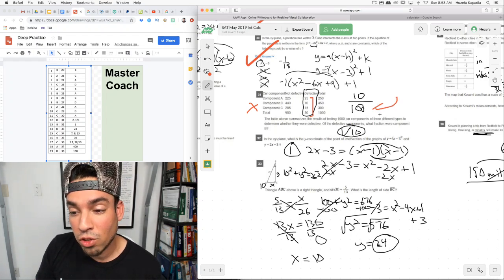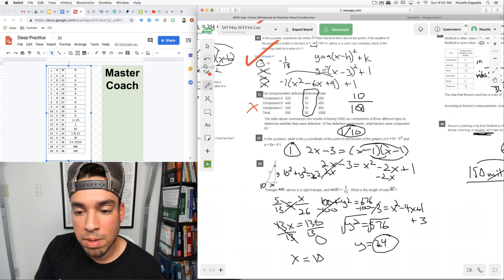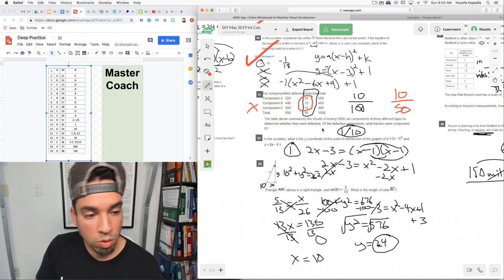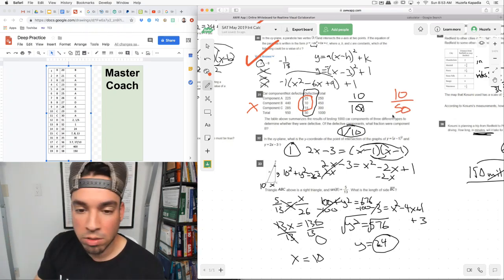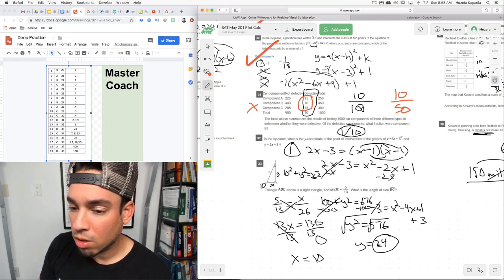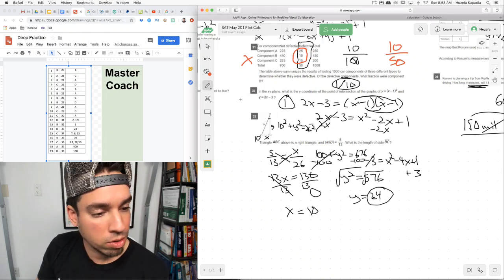So I was like, the total is 100. This is the total value. I missed that. I should have just circled these guys. This gave me the total. So it was just 10 over 50, which is 0.2 or 1/5. So there you go. Man, I just misread that table. Happens. There you go.